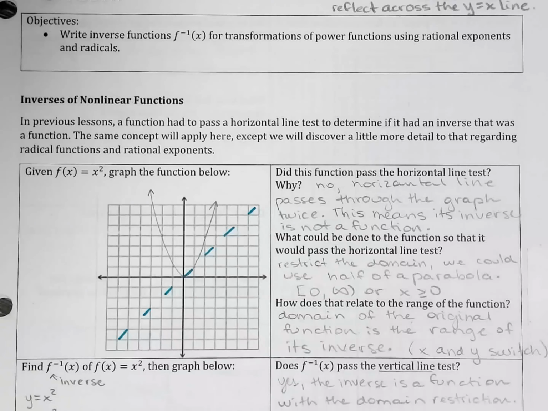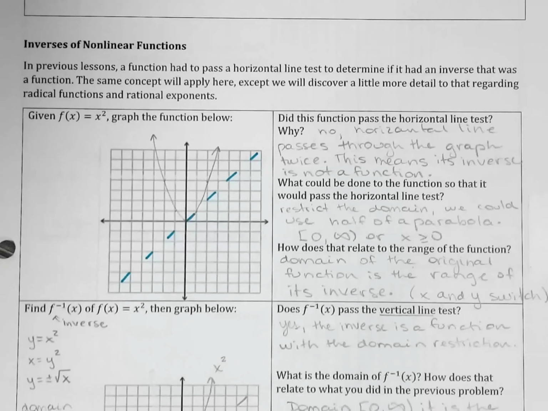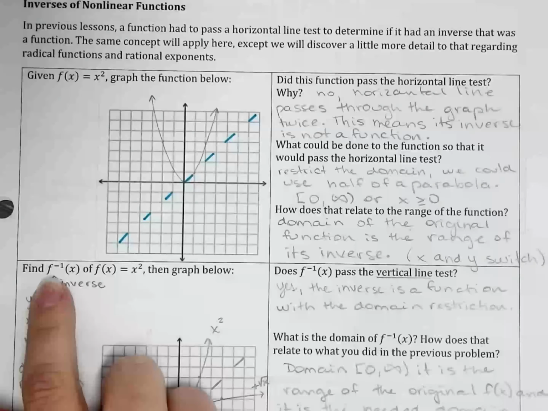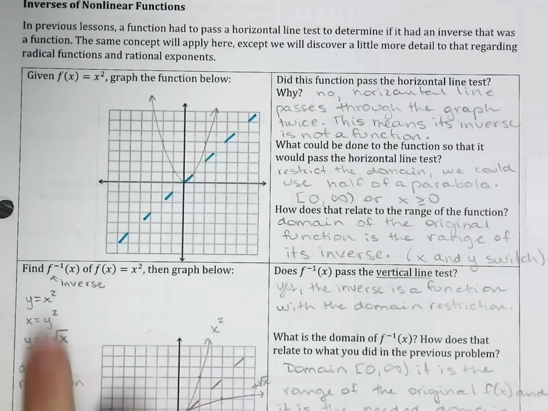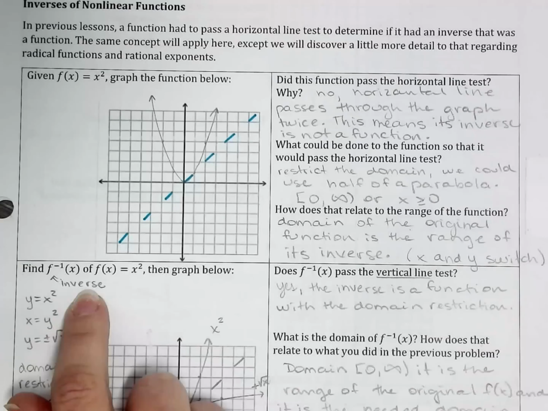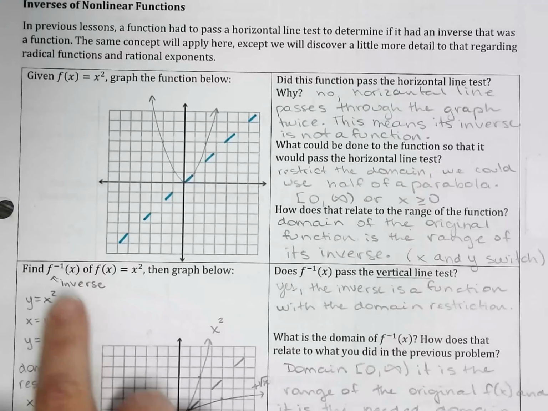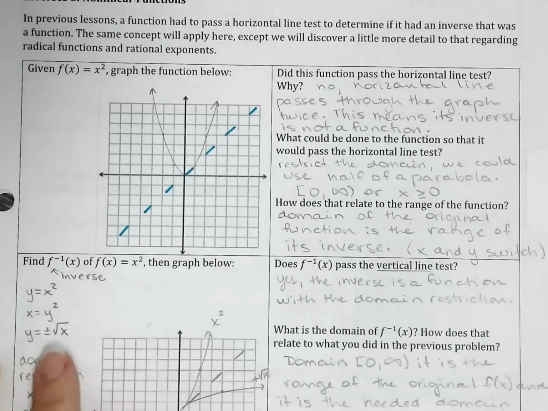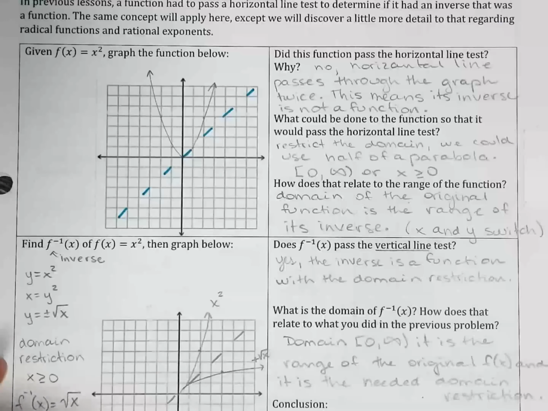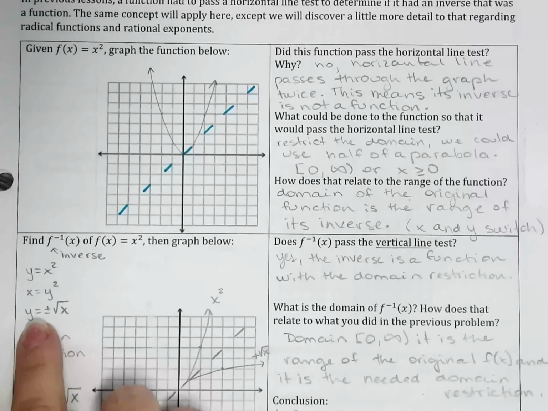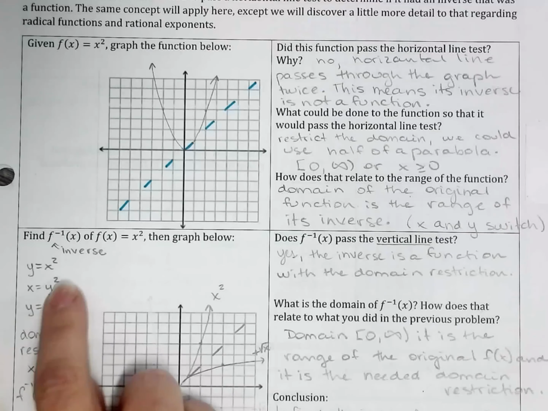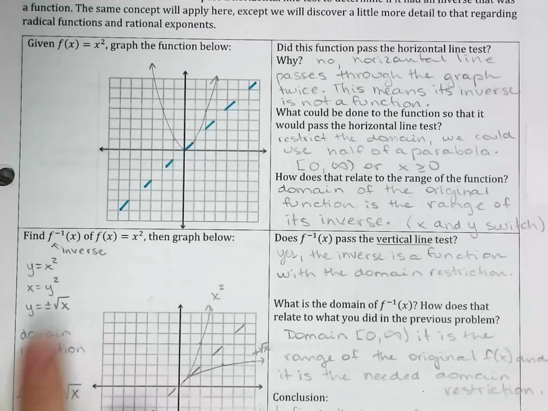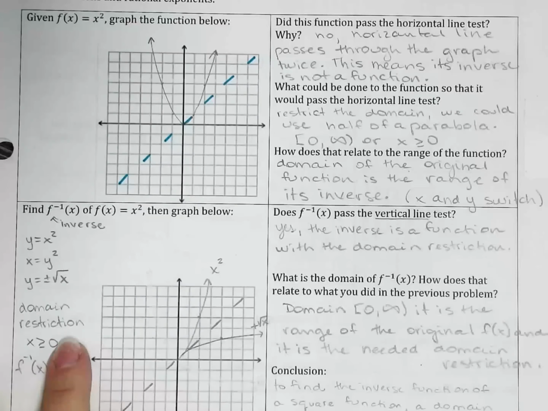So x and y switch. We talked about how x and y switch in the process of finding the inverse. When you're trying to find f to the power of negative 1, that's the notation for the inverse. We're trying to find the inverse of x squared. We know algebraically how to switch x and y and then solve for y, and every time we take the square root, it's plus or minus.